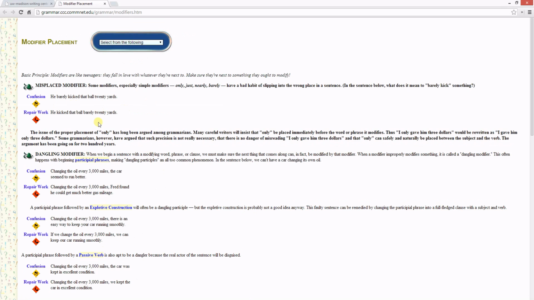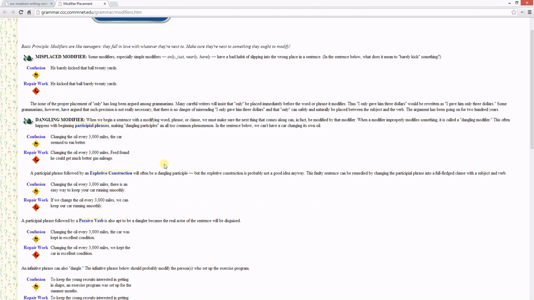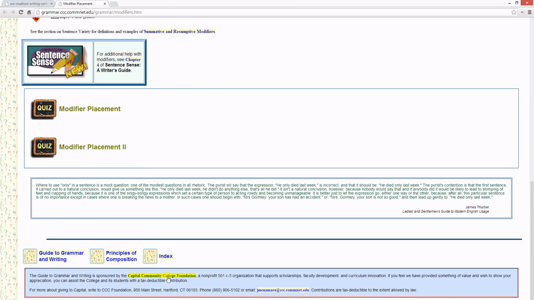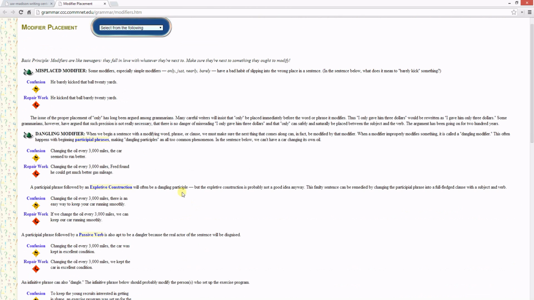This one I just pulled up was one of the first ones I saw, but I thought it had some clear examples. I'm not sure what site it is. Capital Community College Foundation. They did a nice job here. Changing the oil every 3,000 miles, the car seemed to run better. That actually means that the car was changing its own oil. So, changing the oil every 3,000 miles, Fred found he could, and this is an example of putting in your subject.